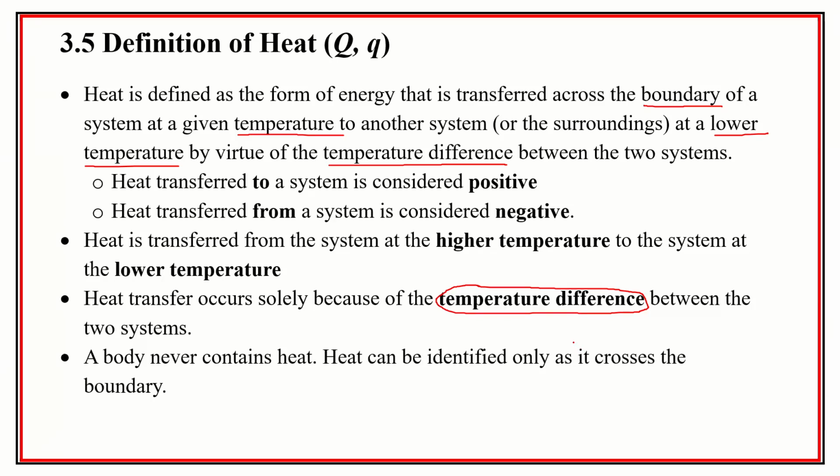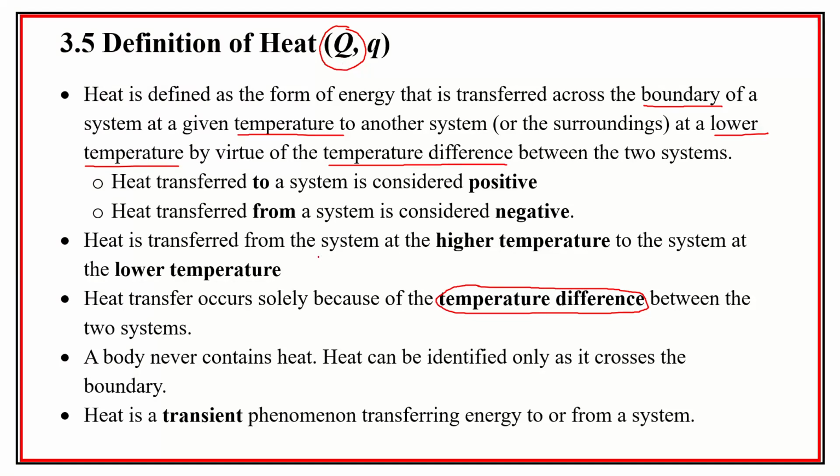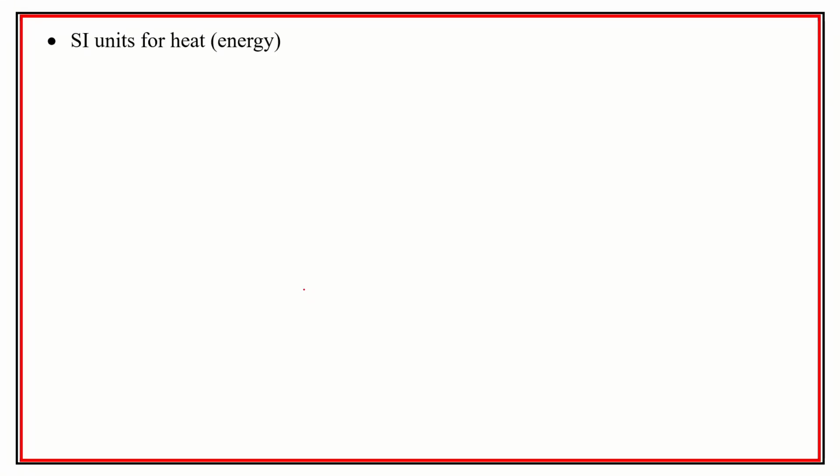And the body never contains heat, because this idea of heat, the Q right there, is a transition, right? The heat is something that crosses a boundary. So we want to think of Q as being something utterly different than the internal energy, right? Sometimes they get confused. Heat has changed, right? It has moved from one thing to another. And it's a transient phenomenon, as we're transferring energy to and from the system. I'm being repetitive there, but these are important ideas.